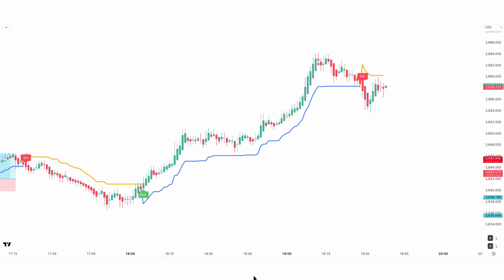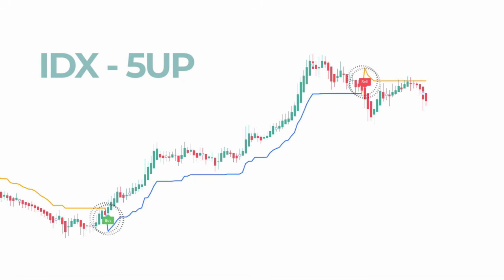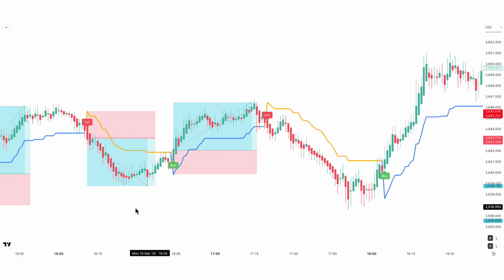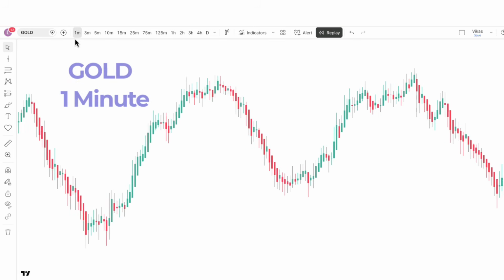First of all, let us know about trading tools. The buy and sell arrow indicator we see in the chart is called the IDX 5UP indicator. Now we tell you how we want to trade. Let's start the video. We open the gold 1-minute chart.